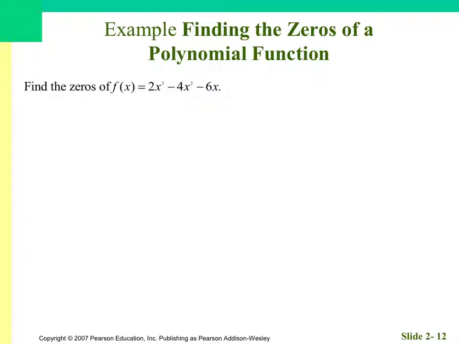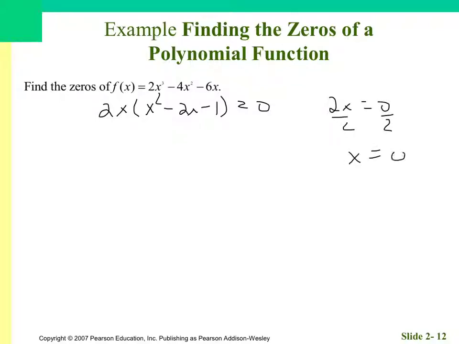Okay, find the zeros. So first thing when I think about zeros is I factor. So what do I have to do? Try to factor out what we have in common here. So I know I can factor out a 2x. I would get x squared minus 2x minus 1. So I have equals 0. So I know I have 2x equals 0. Divide by 2. So you have one of them, x equals 0. Now here, is there anything that multiplies to negative 1 and adds to negative 2? No.